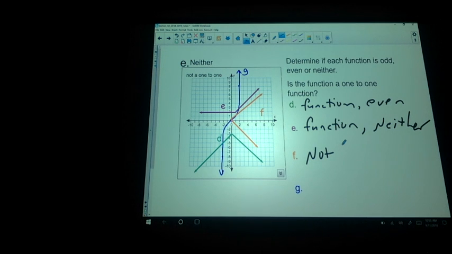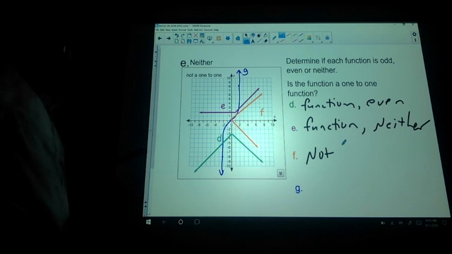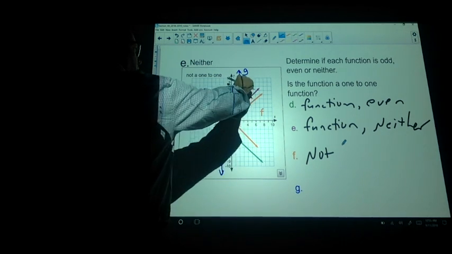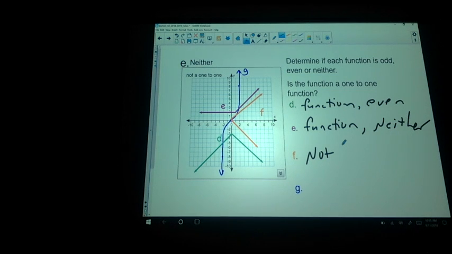Letter G. This is basically the equation y equals x to the third power. It has a wiggle through the origin. It is a function, and it is odd.